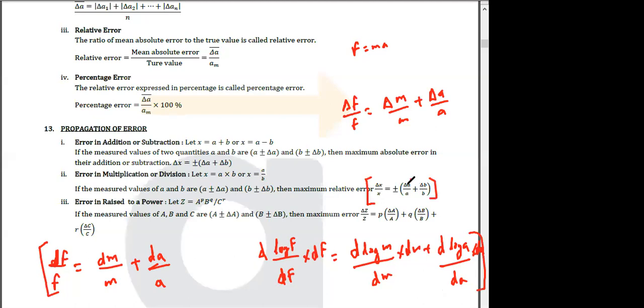Raise your hand. I hope all of you understood how you got this. Anyone have any doubt? Raise your hand. Anyone have any doubt? Raise your hand.